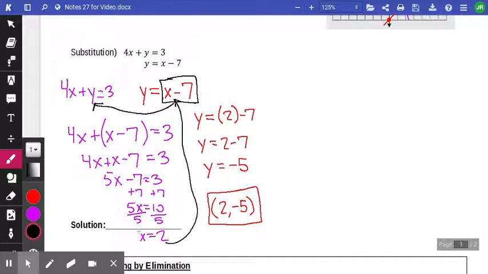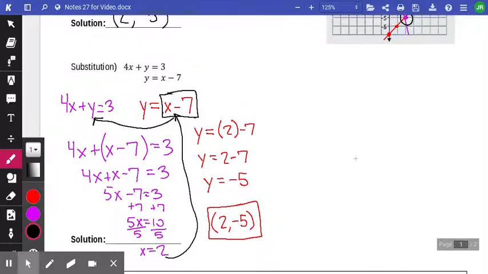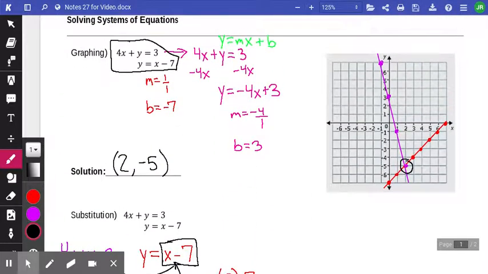And then you go through and solve your equation, and then you plug it back into one of the originals, and then you solve for your other variable. And we get the same ordered pair because it's the same system. So either of these methods is just fine.